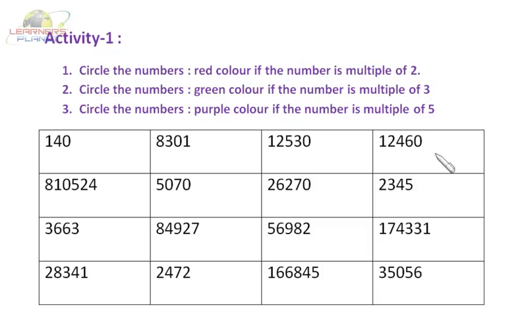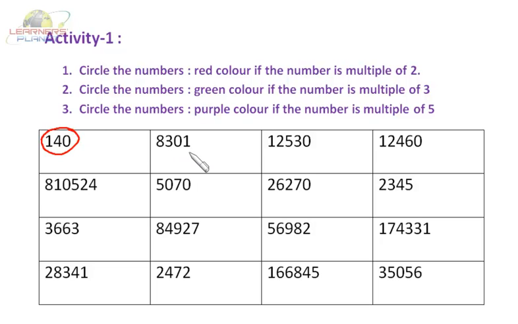First of all, I'll circle all the numbers which are multiples of 2 in red color. Now let's see whether 140 is a multiple of 2 or not. Just see the unit digit. If the unit digit is 2, 4, 6, 8 or 0, then the number will be a multiple of 2. So in this case, the unit digit is 0. That means 140 is a multiple of 2. Okay. So I just circle it in red color.